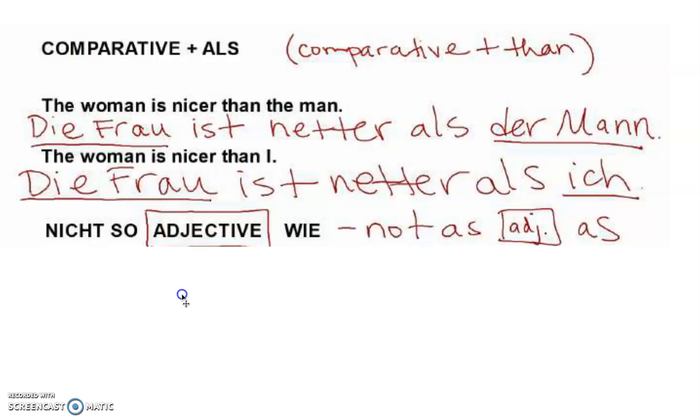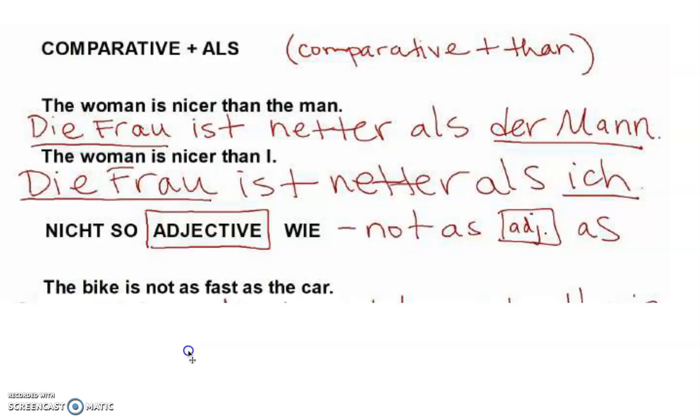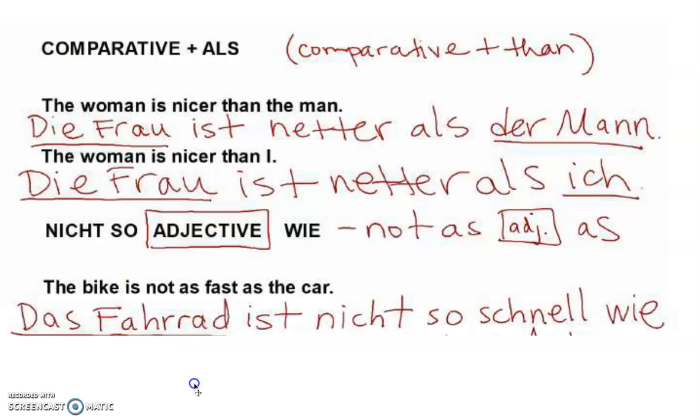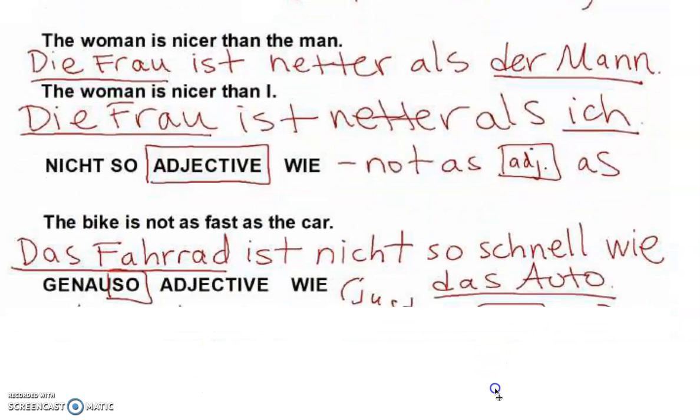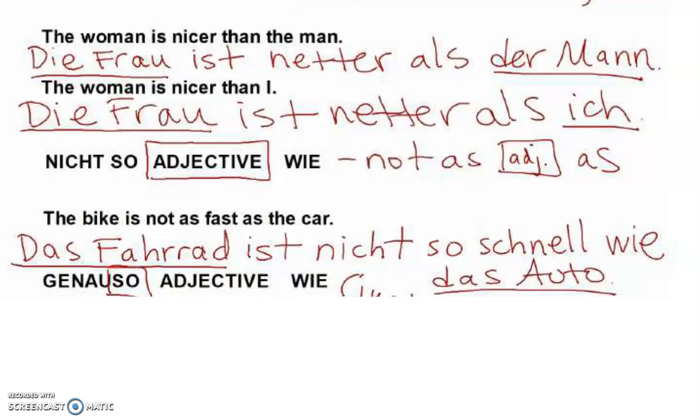Another phrase, nicht so adjective wie, not as adjective as. So if we wanted to, we could say like the bike is not as fast as the car, and we would say that like das Fahrrad ist nicht so schnell wie das Auto. And you can see that we don't use a comparative or a superlative form for this phrase for comparison.